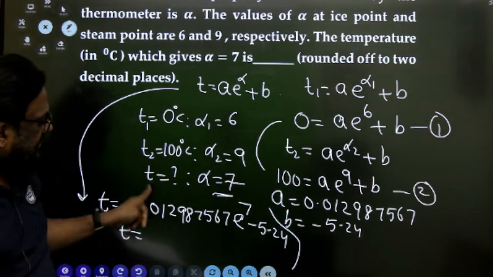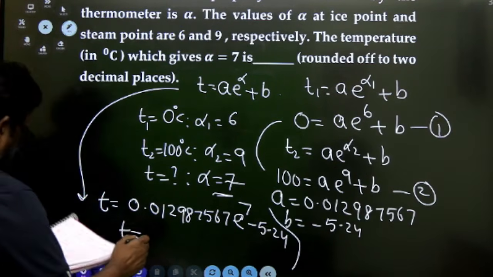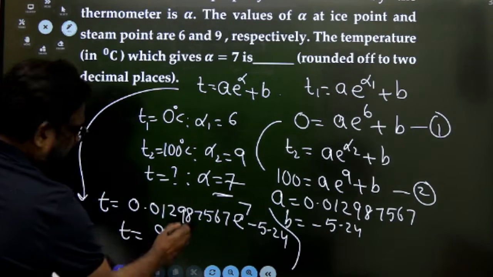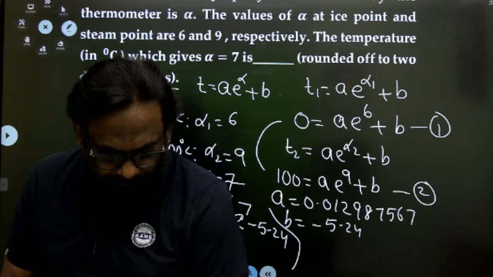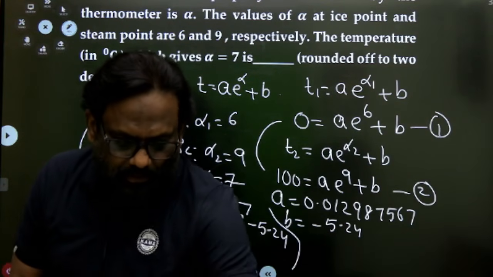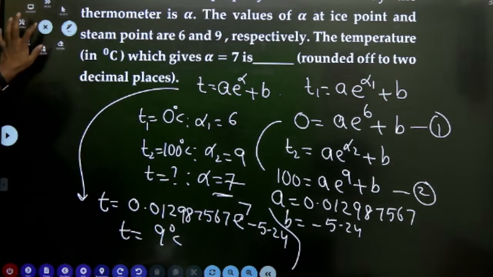एट 7 ही इज आस्किंग द टेम्परेचर एंड B इज माइनस. तो यहां से टेम्परेचर आएगा आई थिंक 9 डिग्री. रफली 9 डिग्री आ रहा है सर. आई थिंक रफली इट इज 9. चेक करता हूं सर मित्रों. यस 9 इज करेक्ट. लास्ट क्वेश्चन.